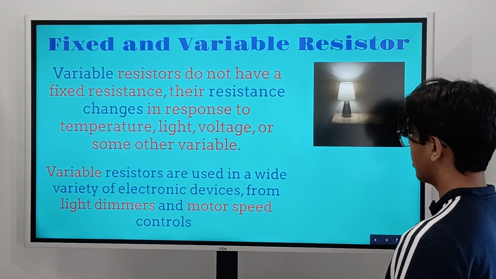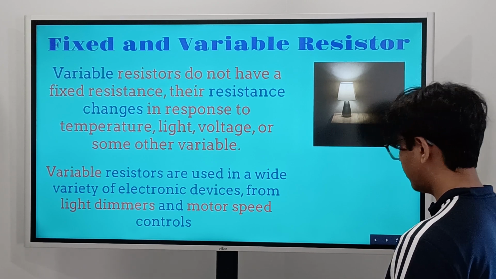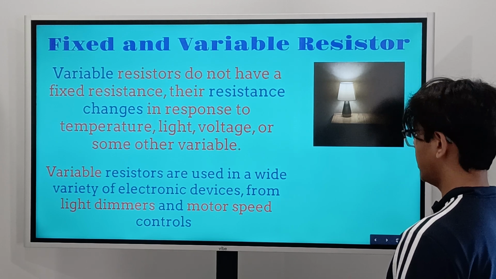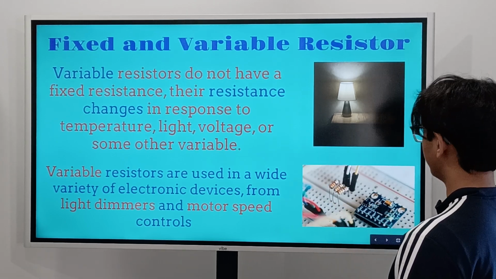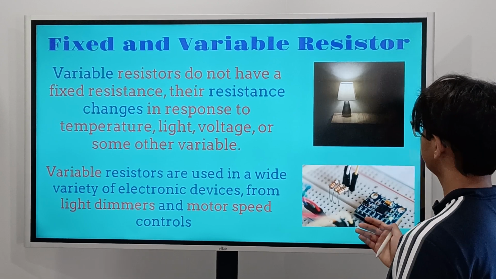Variable resistors are used in a wide variety of electronic devices, from light dimmers to motor speed controllers, and there are many more, obviously. So that's basically what a variable resistor is.